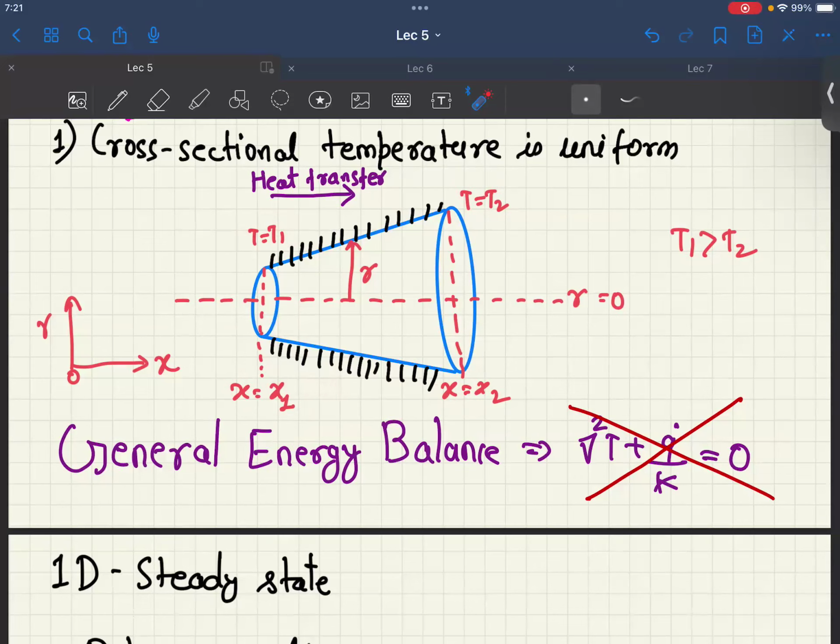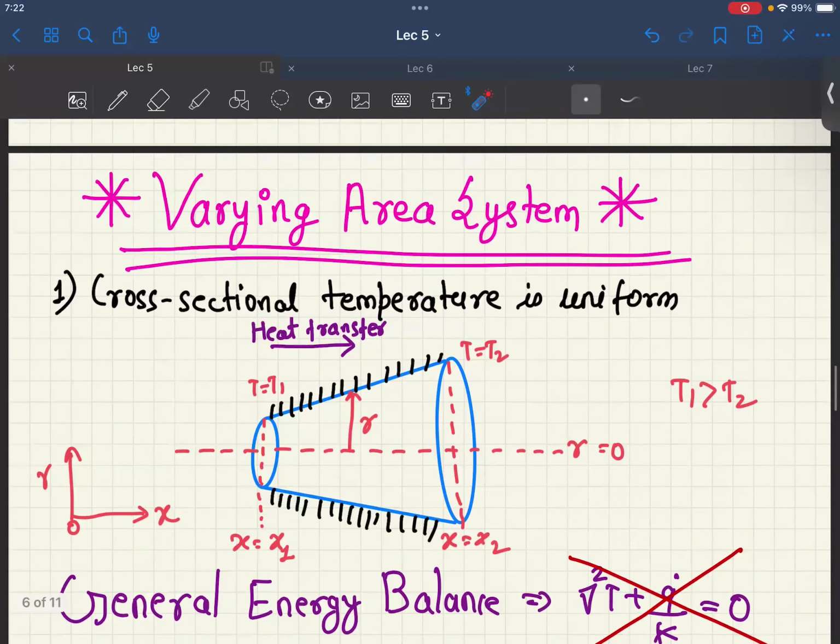Now, why would that be? That is because we are assuming it's a one-dimensional heat transfer. So we are saying that the heat is getting transferred only in this direction. How is that going to happen? That would happen only if the entire cross-sectional temperature remains the same. For example, this is one cross-section, and this is another cross-section. The temperature is varying only in the x direction, and the temperature in the r direction is the same. That is what we mean by a one-dimensional system.